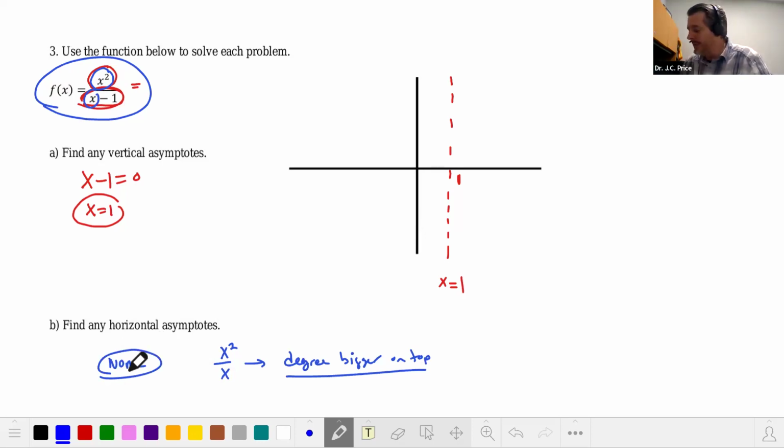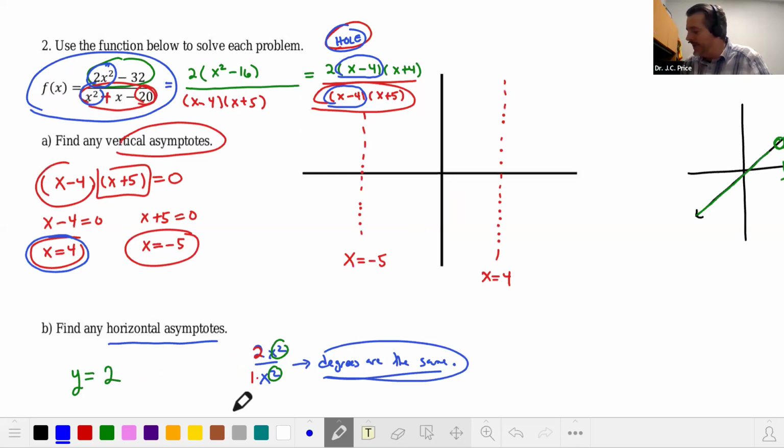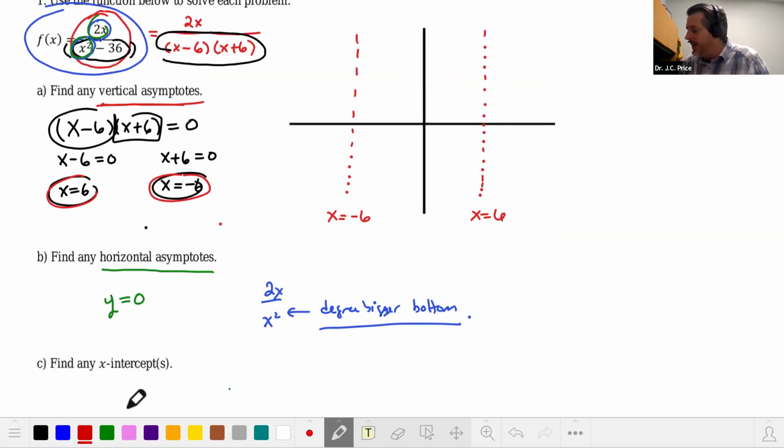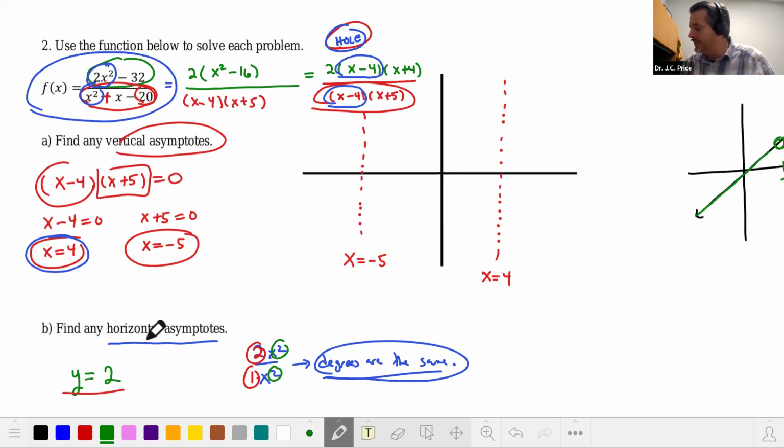If we go backwards here, degree is exactly the same. It's just the leading coefficients, 2 divided by 1, which gives us 2. If we scroll down, if the degree is bigger on bottom, then it's always y equals 0. The bottom will dominate and force the function towards 0. And we should probably put these on our graph because we're going to have to. So I just draw a dashed line right here. So y equals 0. We'll go to our next graph. This was y equals 2. And give yourself plenty of room. So I'm going to move this up quite a bit because we're going to have to draw our graph eventually.